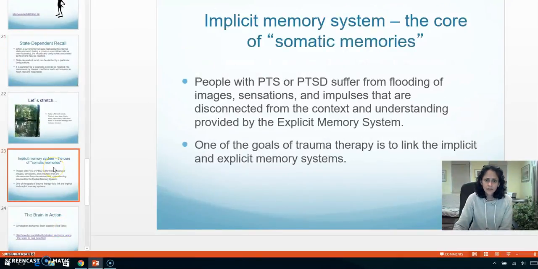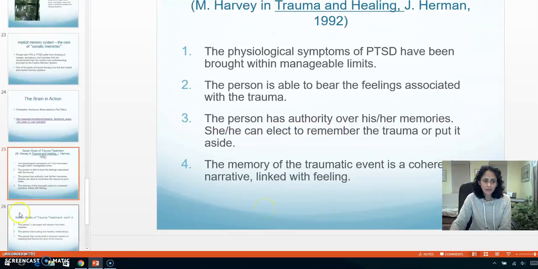And so people with PTSD suffer from flooding of images, sensations, impulses that are disconnected from the context and understanding by the explicit memory system. So you are not able to integrate all this information. And every time I say you, I mean a trauma survivor. I don't mean you, literally. So the trauma survivor is not able to integrate all this information. The trauma survivor is not able to say, oh, I was pushed in the pool. That's why this happened. Okay? And so every time they smell bleach, etc., they are going to be flooded by memories of that event.